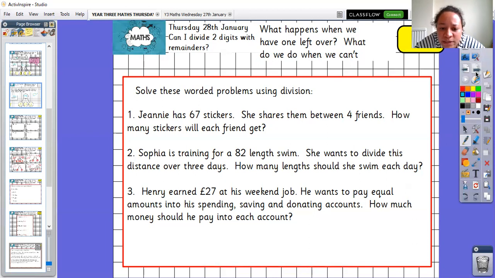Question 3, Henry earned £27 at his weekend job. He wants to pay equal amounts into his spending, savings, and donating accounts. How much money should he pay into each account? Pause the video here and give it a go.